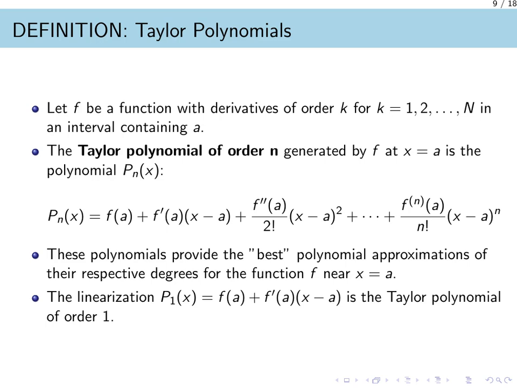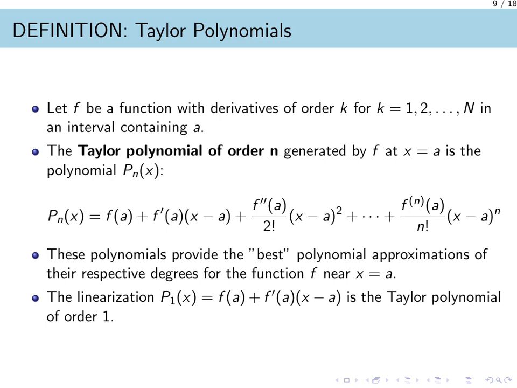We are now ready to generalize the concept of linear approximation to create more accurate polynomial approximations for a function. This leads us to the formal definition of a Taylor polynomial. For a function f with at least n derivatives at a point x equals a, the Taylor polynomial of order n, written p sub n of x, is constructed using the function's derivatives at that point.